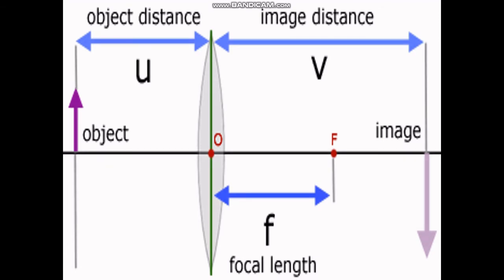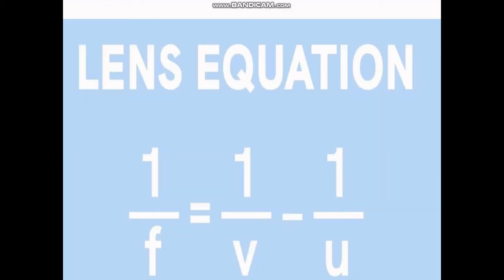Now, what is object distance? Object distance is the distance between the object and the optical center and is represented by the symbol U. What is image distance? Image distance is the distance between the optical center and the position of the image. It is represented by the alphabet V. And focal length, you already know, is given by F. Distance between the optical center and the focus is the focal length.